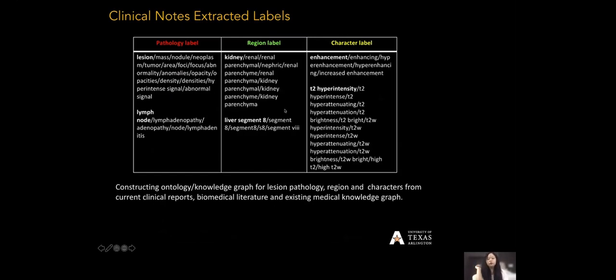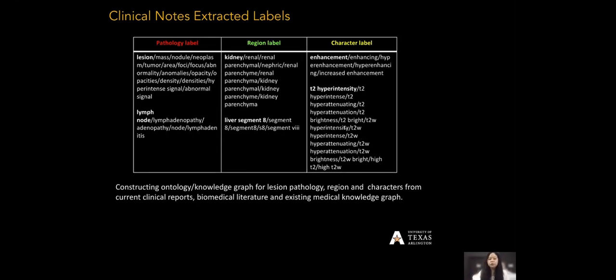So in this universal lesion detection dataset, we're actually extracting many more labels compared to the lymph node detection. Here's a table that shows the overall labels we extracted. We have all these different pathology labels. For the lesion, we have these labels, and for the lymph node, we have the following labels. For region labels, we have different types of regions, mostly focusing on the kidney and liver. And for character labels, we have selected the following character labels.